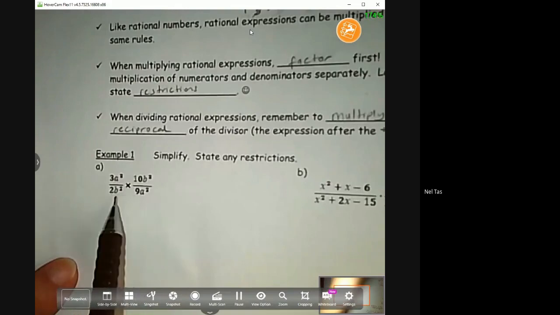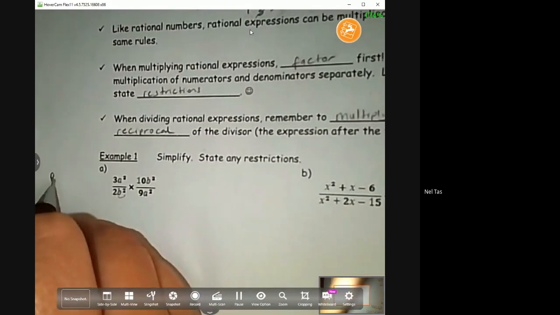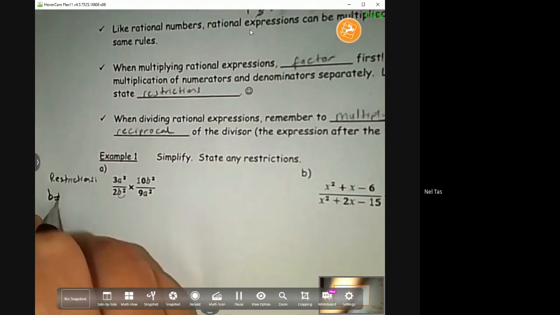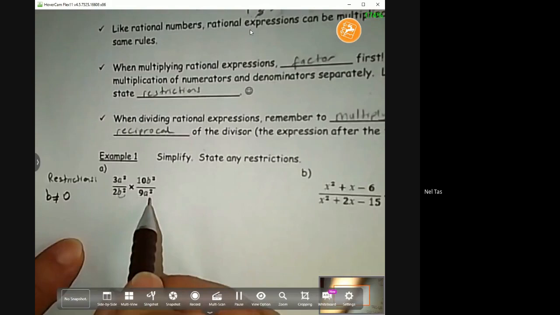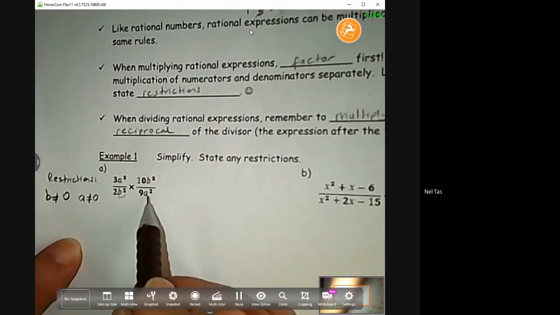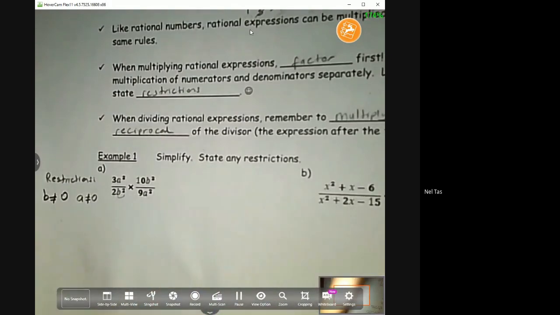Numbers 2 and 9 can never be 0. But if you take b squared, can it be 0? Yes. If b is 0, then the denominator becomes 0. So one of the restrictions: b cannot be 0. Now check this one. Can a squared be 0? Yes. If a is 0, a squared is 0. So a also cannot be 0. Again, if a is 0, the denominator becomes 0, and you cannot divide any number by 0.